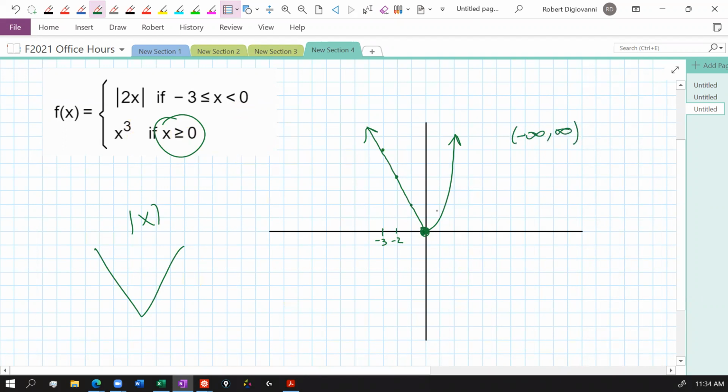The only intercept we have is at 0, 0. The range of this only starts at 0 and up. So it goes from 0 to infinity. Let's see if that's what they're going to ask us. I didn't even look.